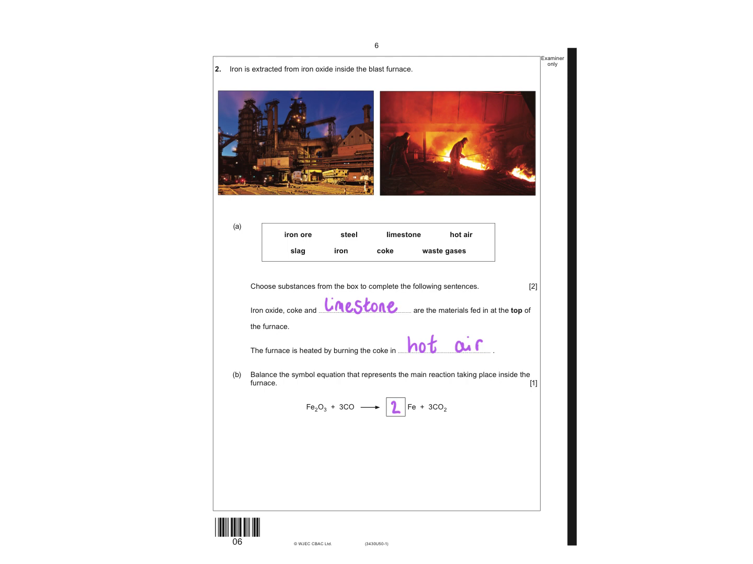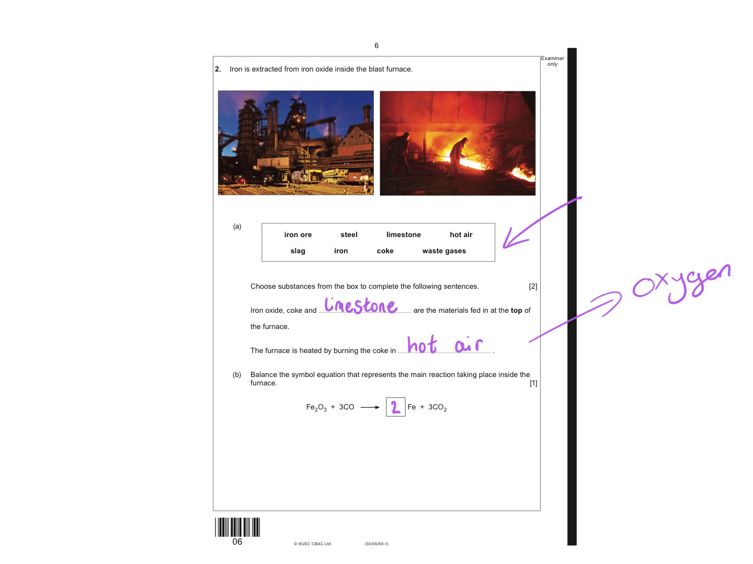Second question then, looking at some blast furnaces. Again, lots of words to use here. Choose the substance from the box to complete the following sentences. Iron oxide, coke and limestone are the materials fed in the top of the blast furnace. The blast furnace is heated by burning the coke in hot air. Remember, the hot air is where we get the oxygen from. It's the oxygen we need in the hot air.